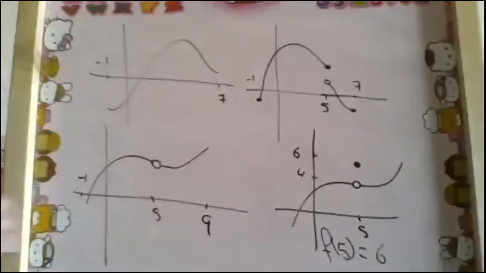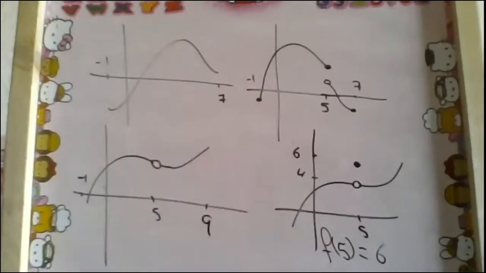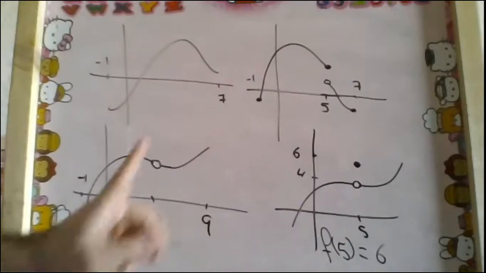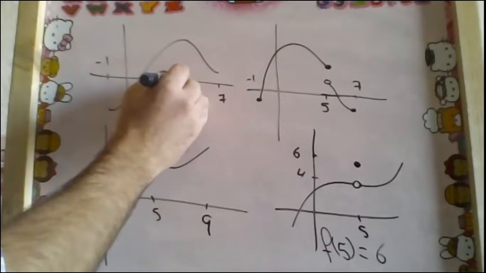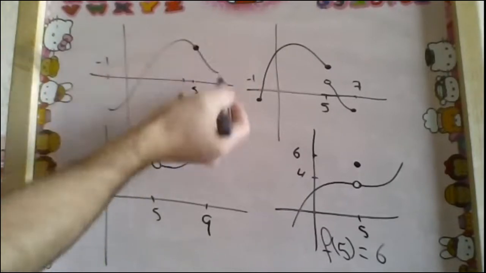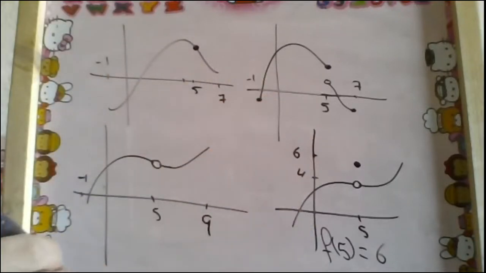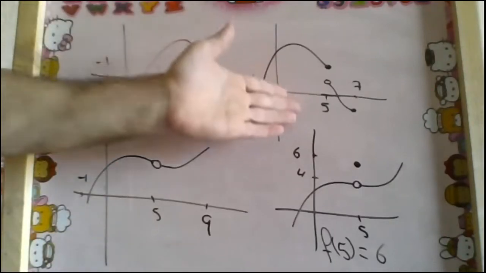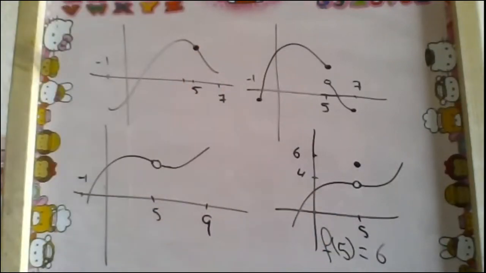Look at these three: 1, 2, 3. Not continuous at 5, not continuous at 5, and not continuous at 5. Let me take this one, at 5: here the curve is continuous at 5. Let's see what the problem is in each of the others, 2, 3, 4, why each is not continuous.